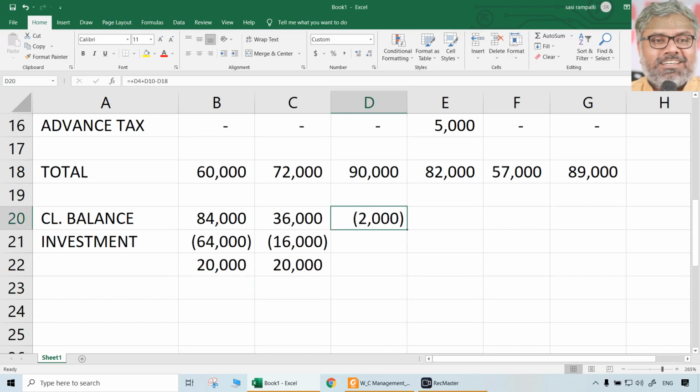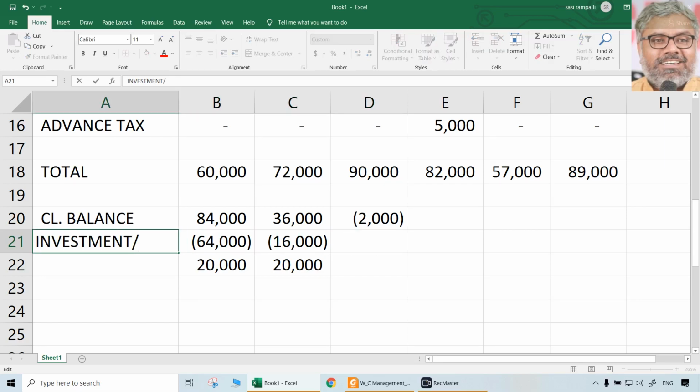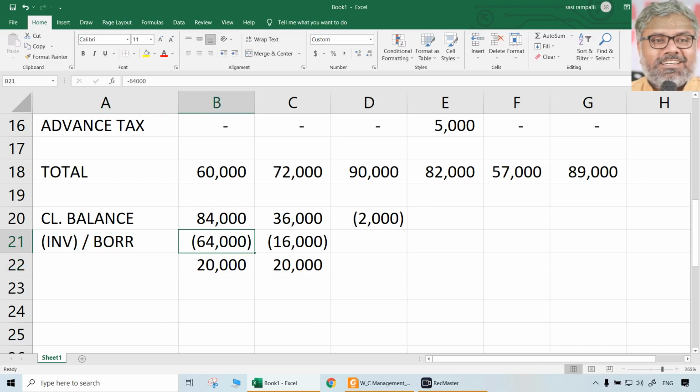Then what about June? June minus 2,000 is there. That means what? It is not investment. It has to be borrowing. Investment or borrowing. Investment is negative. Borrowing is positive. Okay. Outflow, inflow, simple. Borrowing, how much has to be made here? In order to maintain a 20,000 closing balance, you have to borrow 22,000 because a negative balance of 2,000 is already there. So that the 20,000 final balance is maintained.